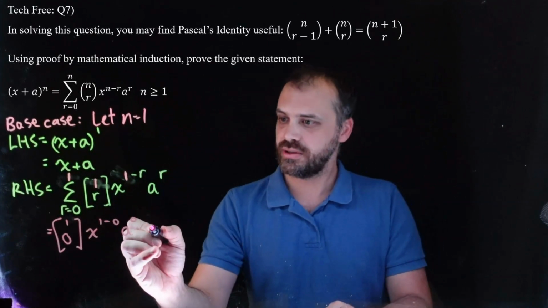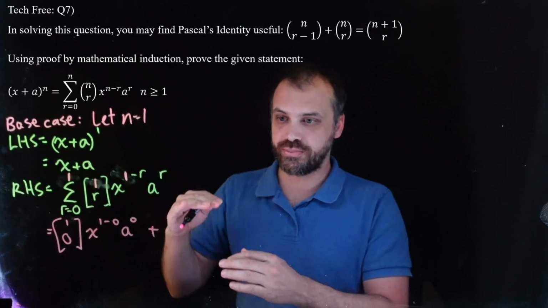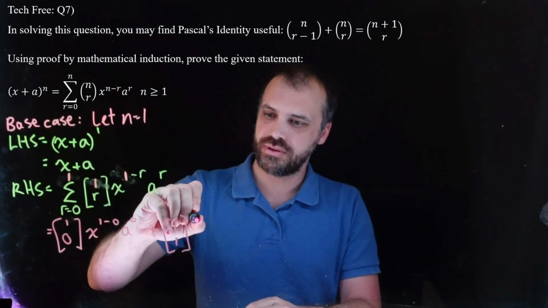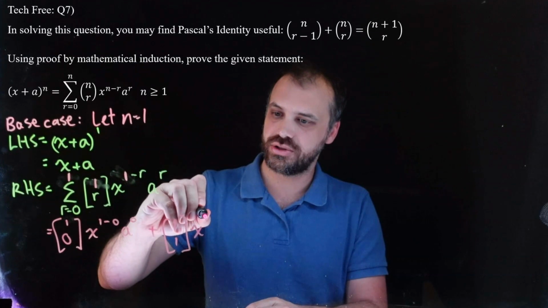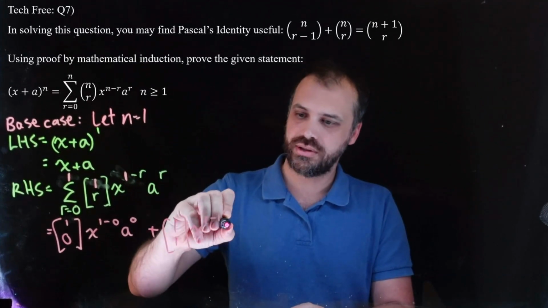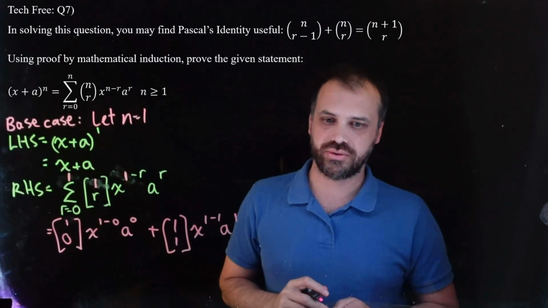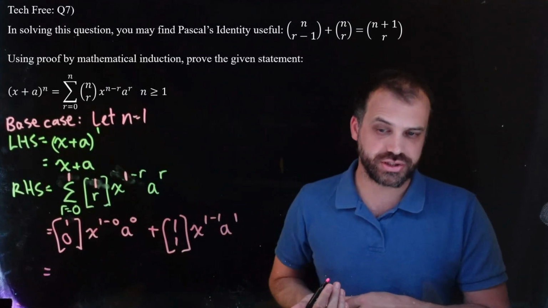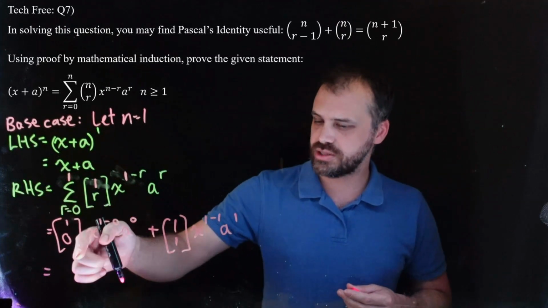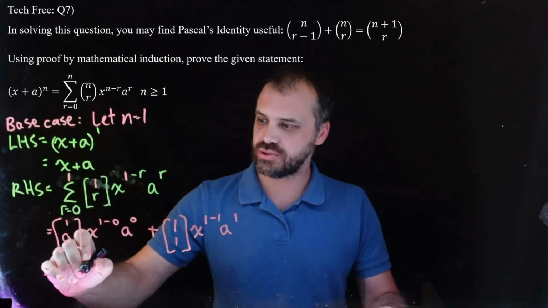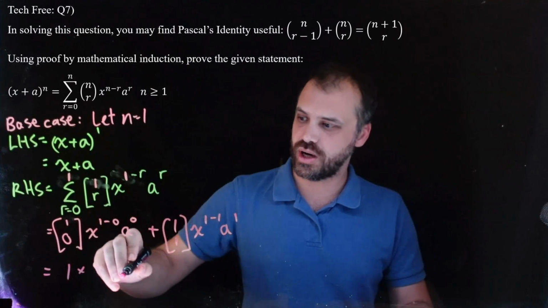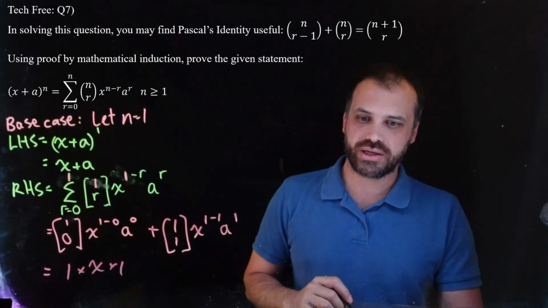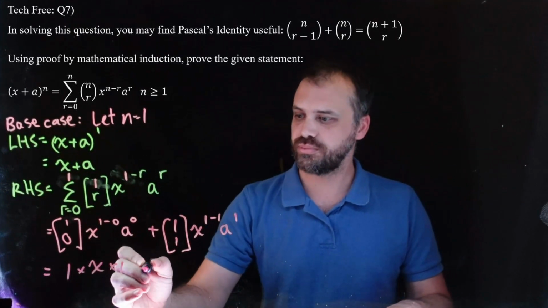That's our first bit, but then we need to add on, we move r up by 1. So, 1 choose 1, x to the 1 minus 1, a to the 1. Okay, and then you've got to remember your combination stuff, tech-free. 1 choose 0, there's only one way that happens. So that's 1 times x to the 1, which is just x, times a to the 0, which is 1. 1 times x times 1, plus.